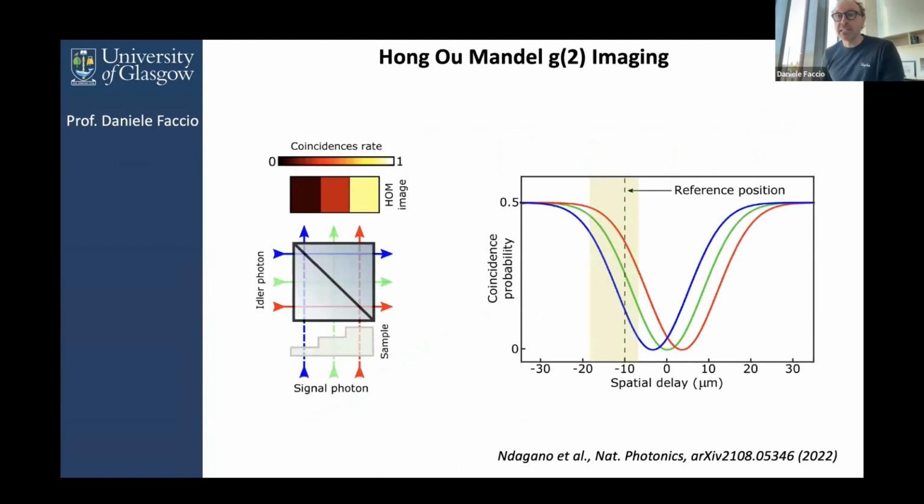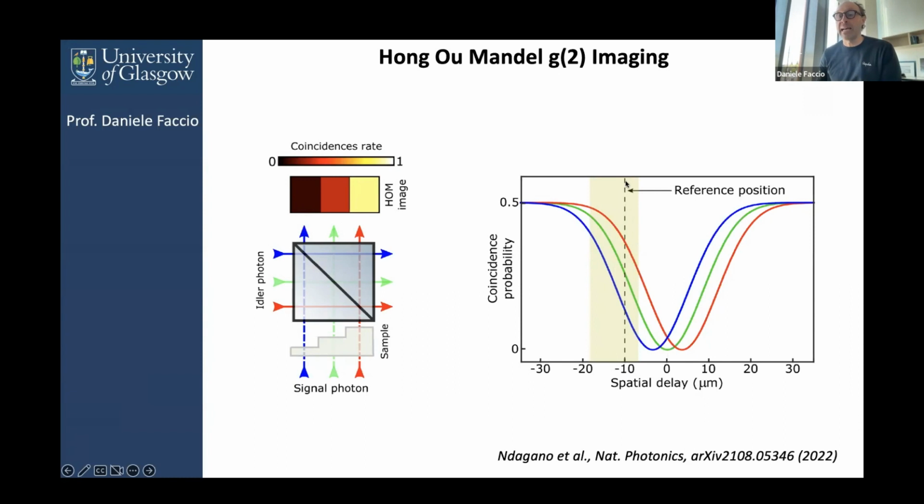More recently, we've tried to extend this approach to the imaging domain, because until recently it had only been used as a single point sensing technique. What we're showing here on the left is how this works. You now have a sample which has some form of spatially varying thickness, and you spatially resolve the Hong-Ou-Mandel interference at the output. And again, we're using the trick that I mentioned a moment ago.